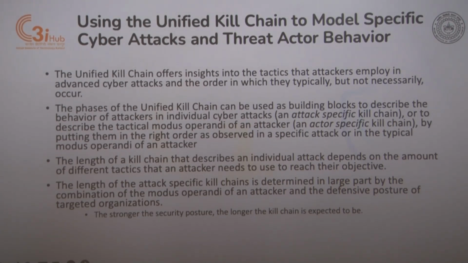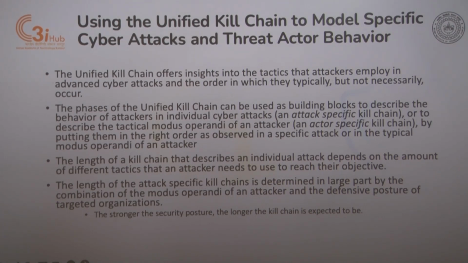So in such cases, creating this actor-specific kill chain will help them understand whether, behind any specific sophisticated attack, the modus operandi of one threat group is being aligned with the current attack, or whether a different actor's modus operandi is overlapping more with the actor-specific kill chain. So this too has a different purpose, and one can create this kill chain by putting them in the right order, how these attack patterns have been seen in the victim environment.